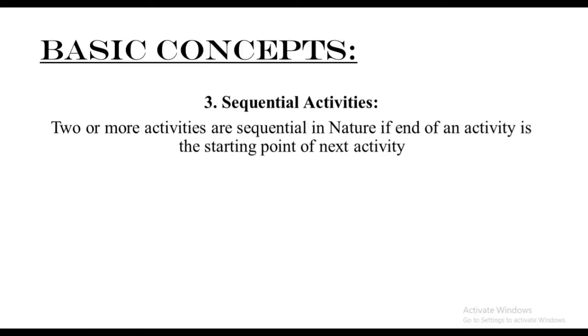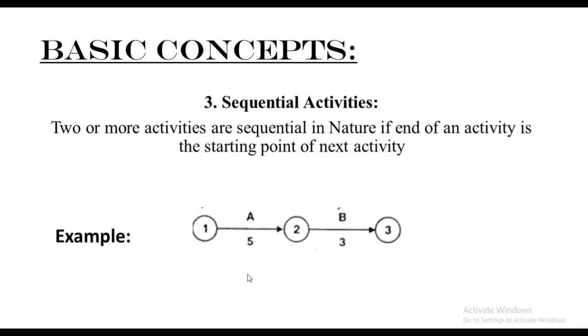Third, sequential activities. Two or more activities are sequential in nature if the end of an activity is the starting point of the next activity. Example: in the diagram, we have the starting point of A, which is number 1, and the end point of A, which is number 2. But in sequential order, the end of A becomes the starting point of B, and then we have event number 3, which is the end point of B. So here activity B starts after activity A.